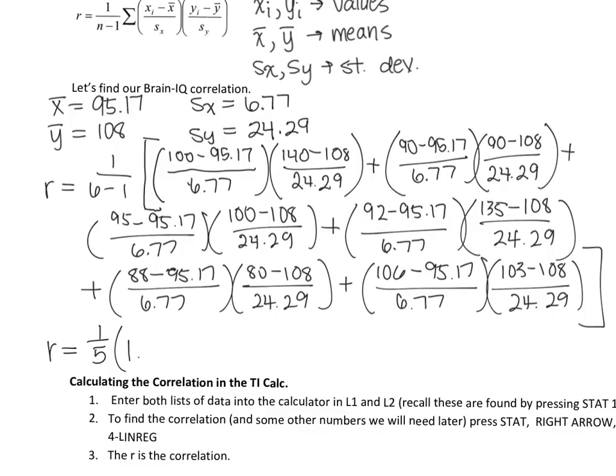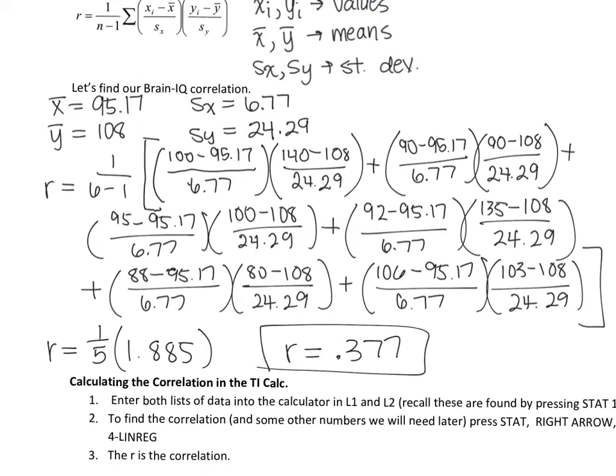Once you type that entire thing in brackets into the calculator, you should get 1.885, and it's actually going to have more decimals, but those are the first digits that matter. So we had the 1 over 6 minus 1, which becomes 1 over 5, times the 1.885. So we end up with r equals 0.377. So our correlation is 0.377.